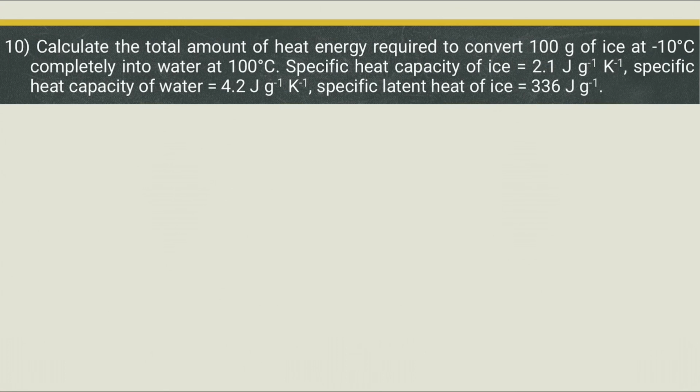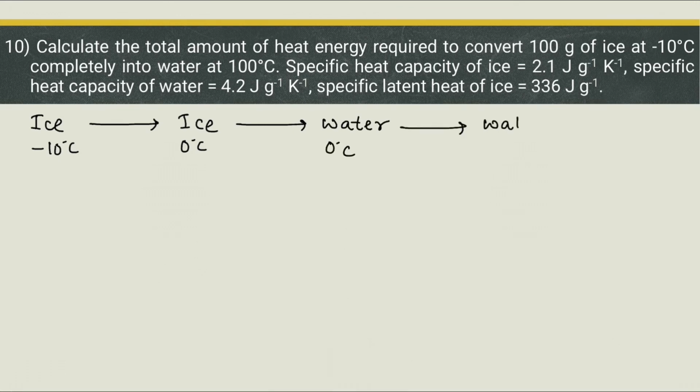10th, calculate the total amount of heat energy required to convert 100 gram of ice at -10 degrees Celsius completely into water at 100 degree Celsius. So ice is first at -10 degree Celsius. Easy question, right? The temperature of ice will increase to 0. Then its state will change, ice at 0 to water at 0. Then water at 0 to water at 100 degree Celsius.